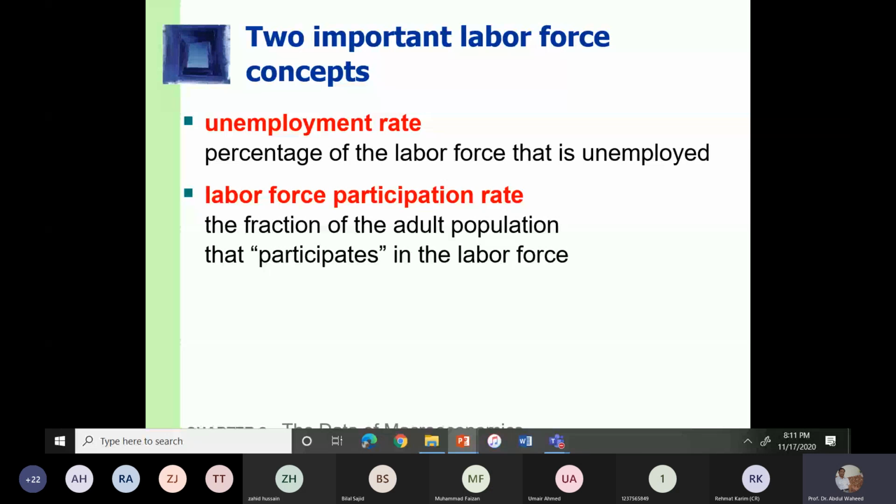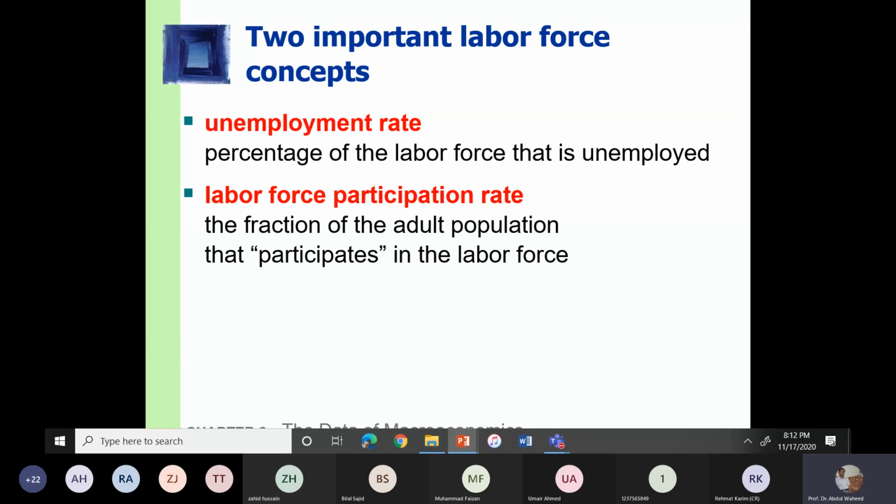And then we have labor force participation rate. This is the fraction of the adult population that participates in the labor force. If you want to get the labor force participation rate, this means labor force divided by adult population multiplied by 100. Then you will get labor force participation rate.